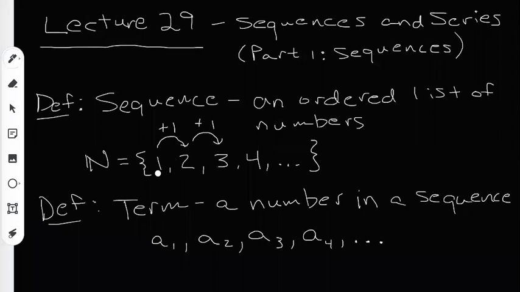So looking up here, which one is going to be A1? Well, for the natural numbers, A1 is going to be this one right here, since that's the first term. And then what's A2 going to be? A2 is the second term. That's going to be 2. And then you have A3 right here, and you have A4 right here. So those are called terms. Those are just every single number in the sequence.